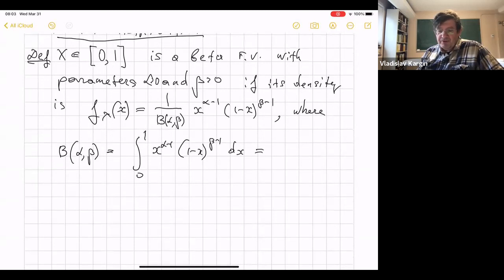So it turns out that this is equal to gamma alpha times gamma beta divided by gamma of alpha plus beta. It's not necessary to remember all this. It's just something which can be calculated. So if alpha and beta are integers, then this is just some combination of factorials, some multiplication of factorials.